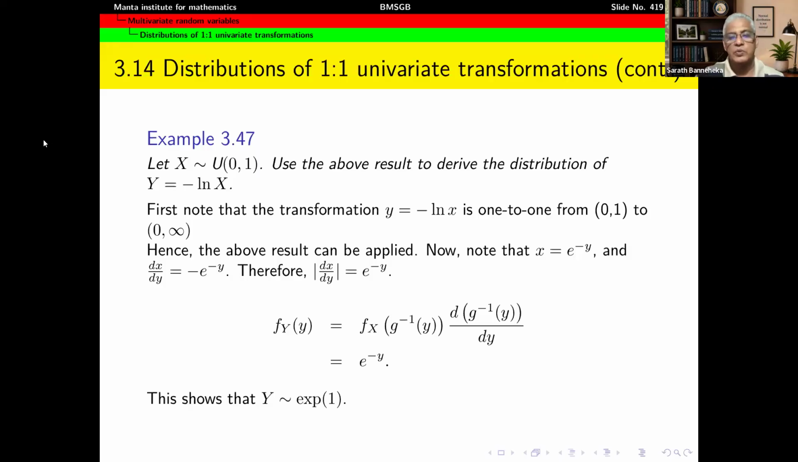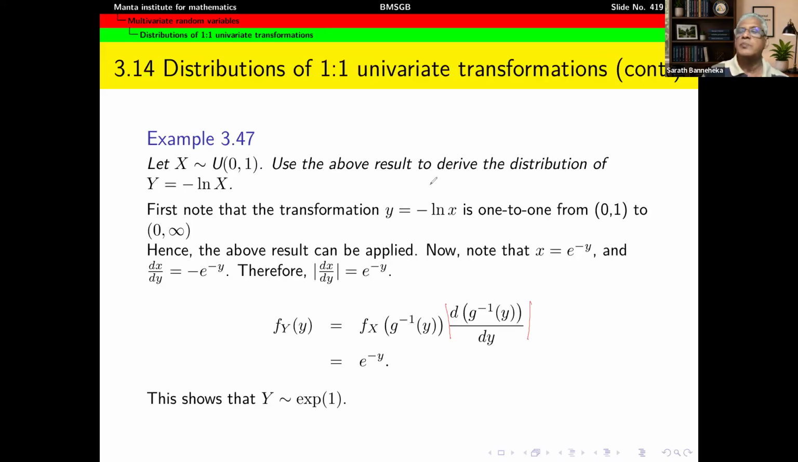Right. So that should be this, and that will be equal to e to the power negative 1. So you can see that the density function is equal to e to the power negative 1. That is actually the density function of an exponential distribution with rate parameter 1. So therefore, we can see that y has an exponential distribution with lambda equal to 1. That is, the rate parameter is equal to 1.